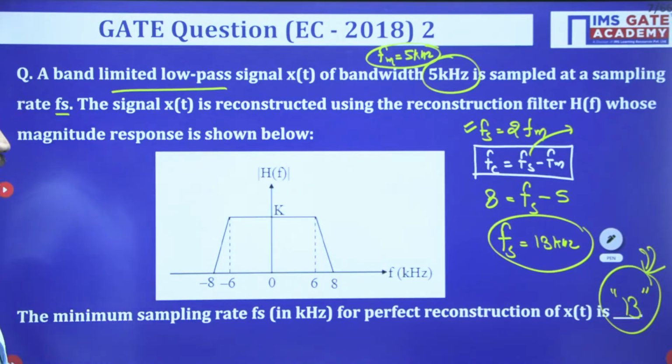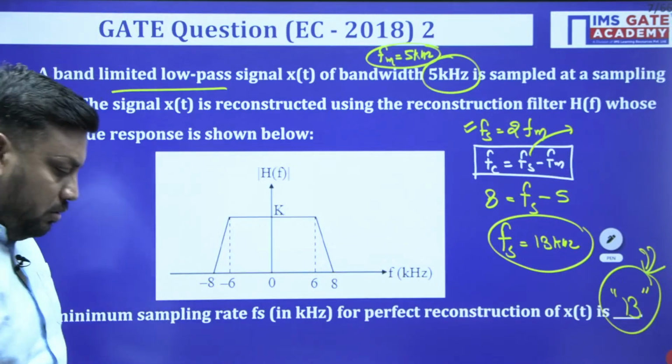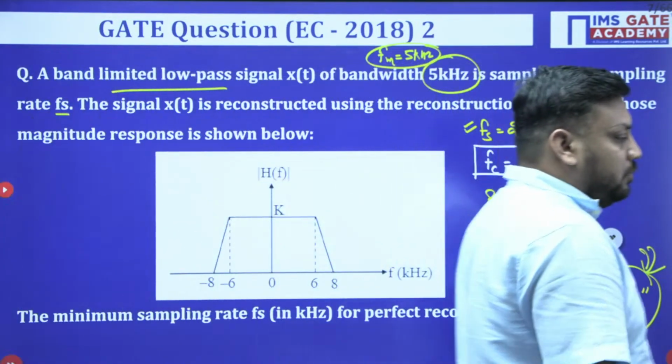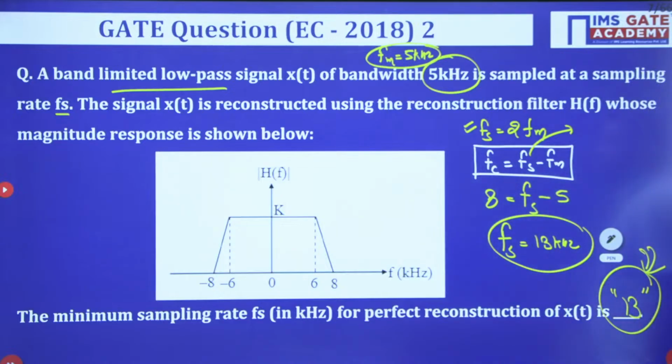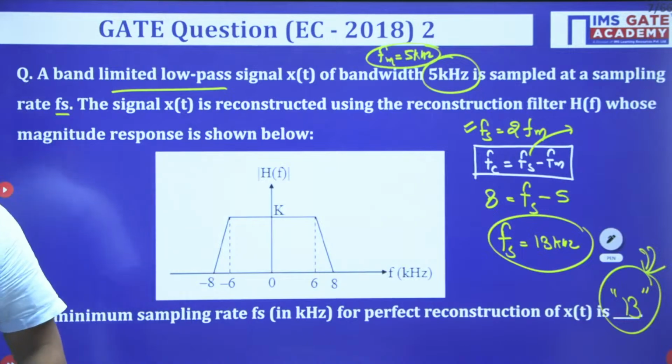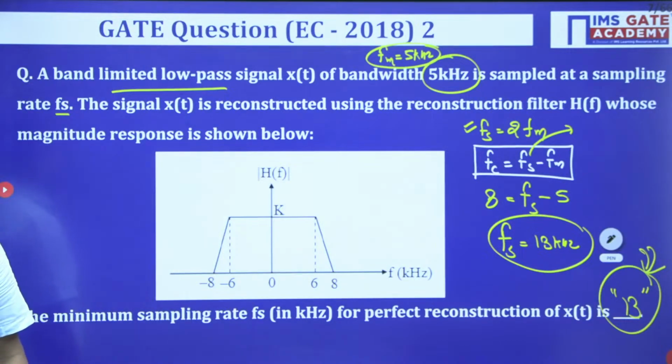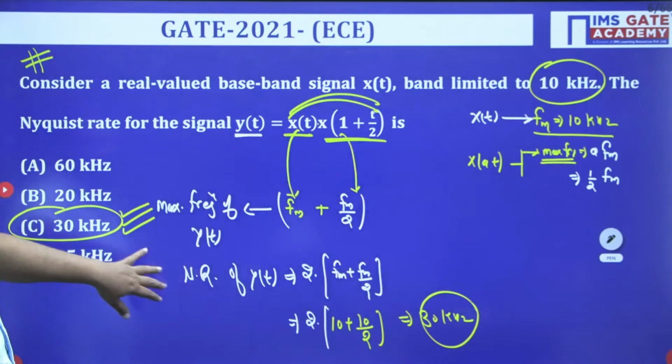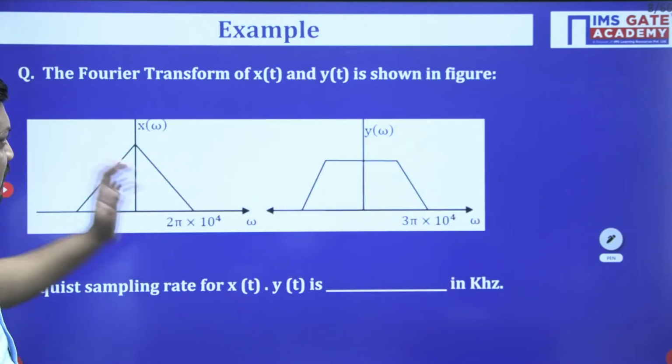Okay. So the correct answer for this question is 13 kilohertz. Very soon we will discuss discrete time signals also. We will first discuss discrete time signals, functional representation. After that, we will start operations on signals. Okay, here is the next question, guys.